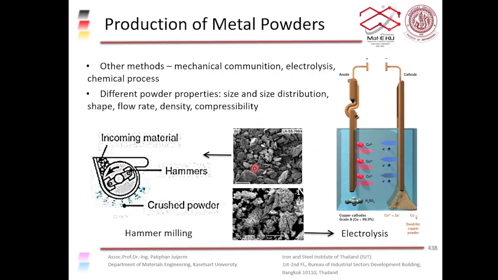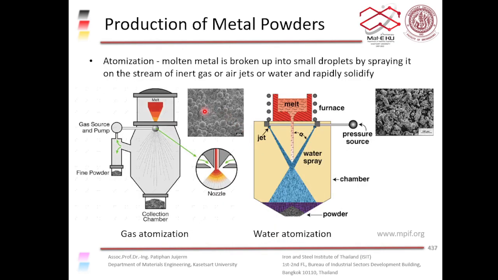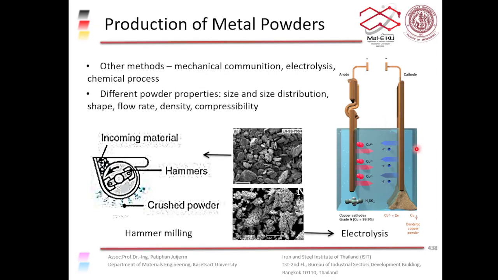And you can see that the powders from this technique are sort of flat in shape because they have been beaten up, right? It's not spherical or an irregular but three-dimensional shape like atomization, but more like flat plate-like powder. Or you can have an electrolysis process, for example the electrolysis of copper, so you get powder of copper.